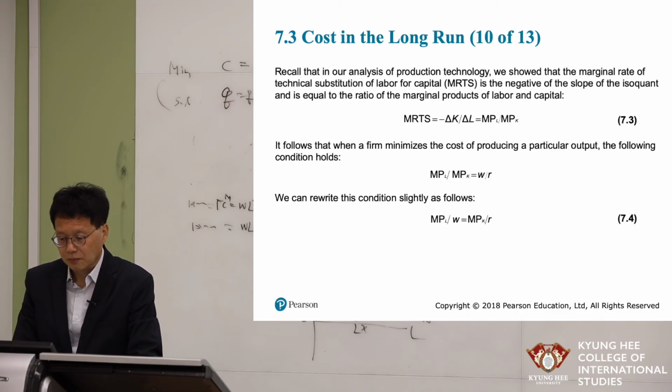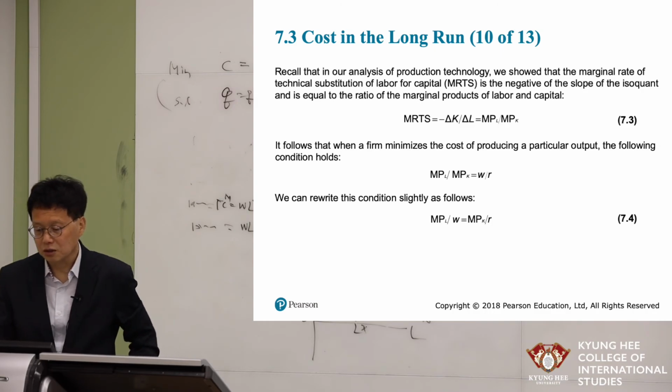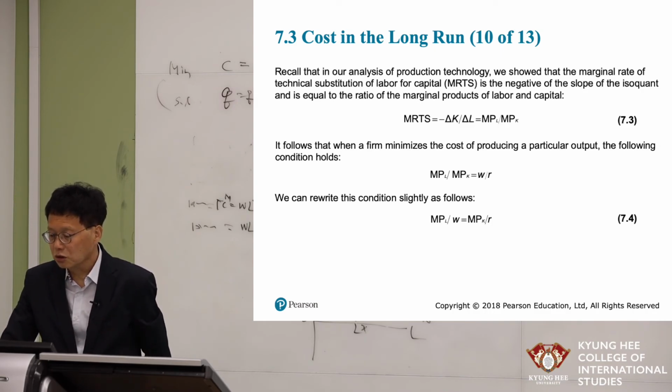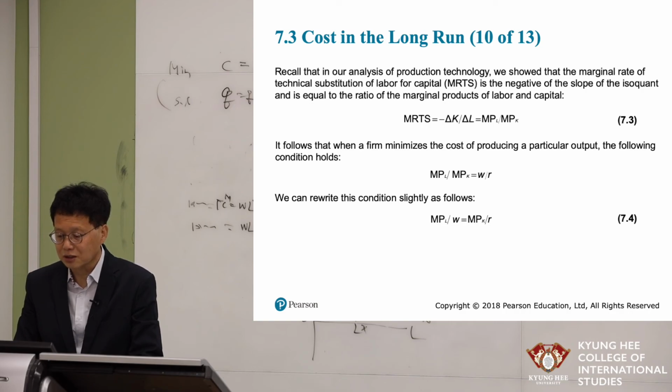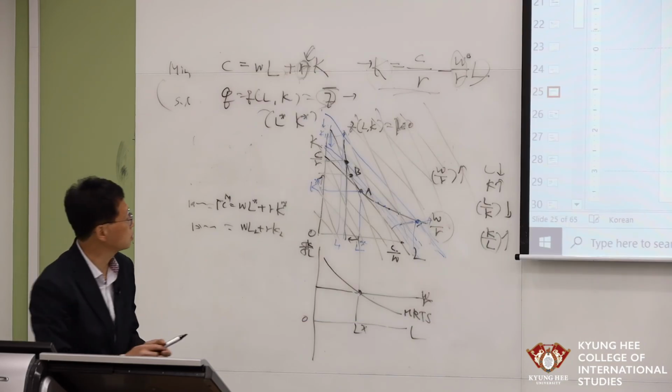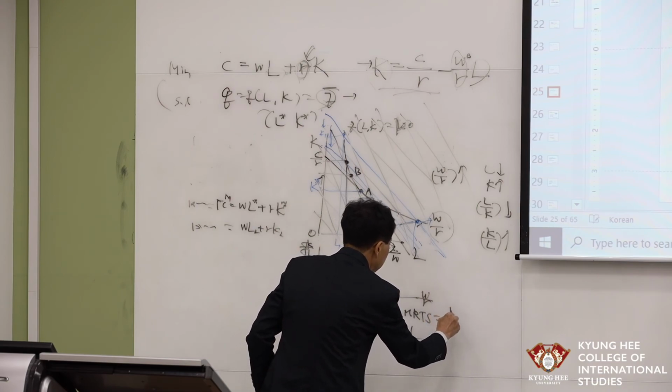Okay? Recall that in our analysis of production technology, we showed that the marginal rate of technical substitution, MRTS, is the negative of the slope of the isoquant. MRTS is the negative of the changing rate of the isoquant and is equal to the ratio of marginal products. So MRTS is this one. We already studied this, right? That is, MRTS is equal to MPL over MPK.